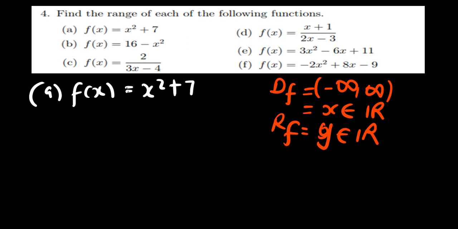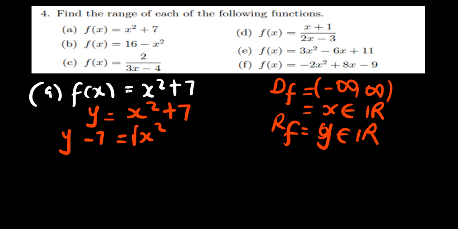So what you are going to do is, where there's f of x, you replace it with y. So you're going to say y is equal to x squared plus 7. Then you make x the subject of the formula. So y minus 7 is equal to x squared. Then you square root both sides, and you're going to realize that x will just be equal to the square root of y minus 7.